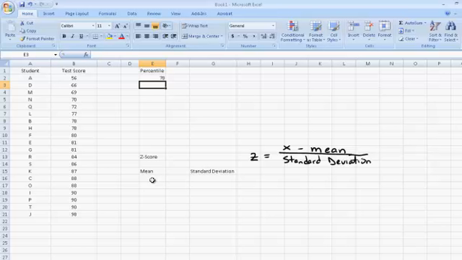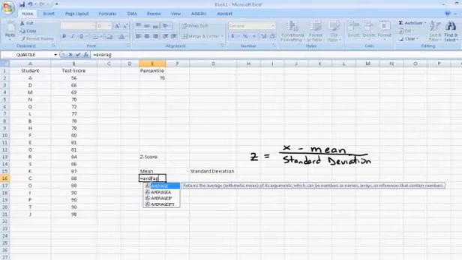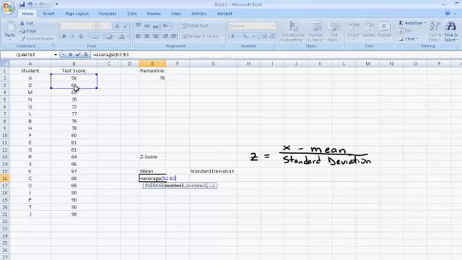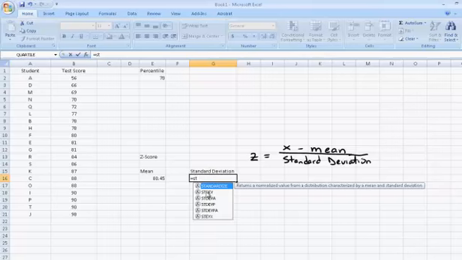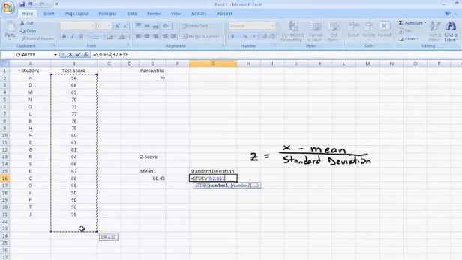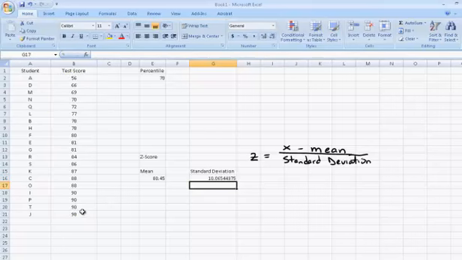So for this to work, first we have to calculate the mean. We already know how to do that. You just go equals AVERAGE, highlight all the data, and we have the mean, or the average score. We also want to calculate the standard deviation, so it's equals STDEV, highlight the data again, and there we have our average score for this class, and we also have the standard deviation.